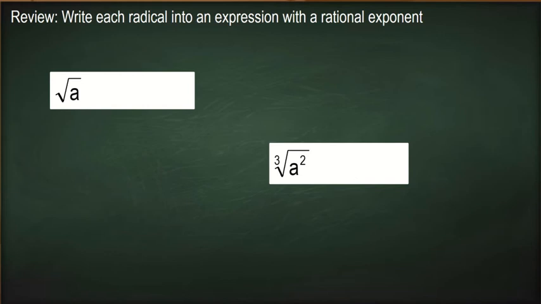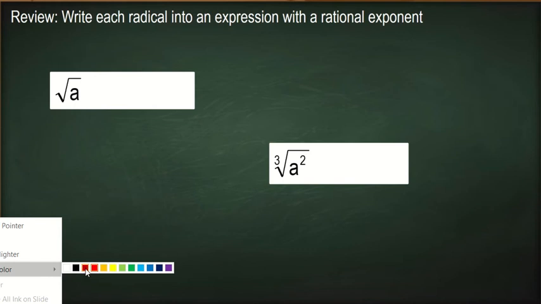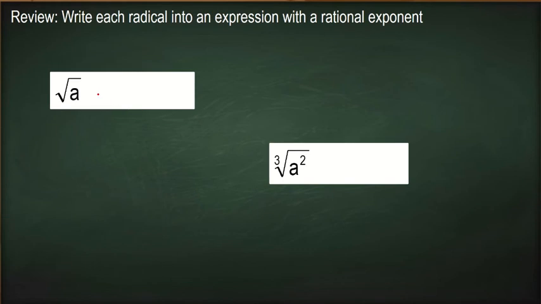Now, what if you are asked here to rewrite square root of a into an expression with rational exponent? So, what are we going to do? Now, in square root of a, the index is understood to be 2, and the exponent of the radicand is understood to be 1. So, what is the first step? In writing it into an expression with rational or fractional exponent, we copy first the radicand as our base. Then we take the exponent of the radicand as our numerator and the index as our denominator.